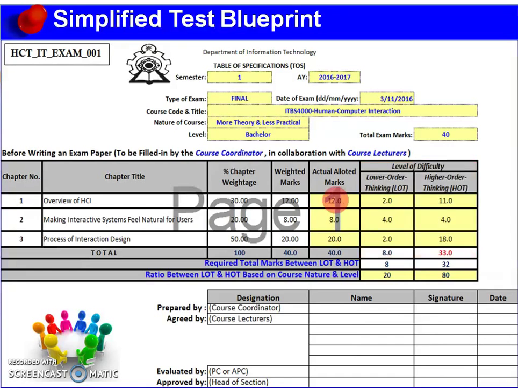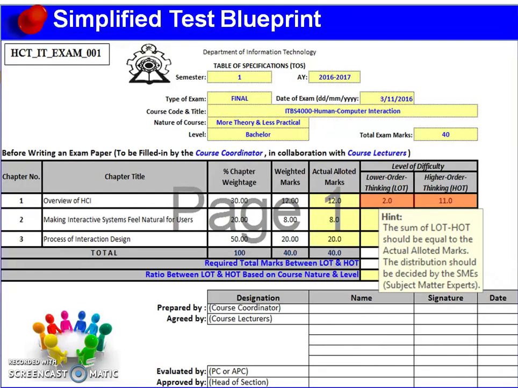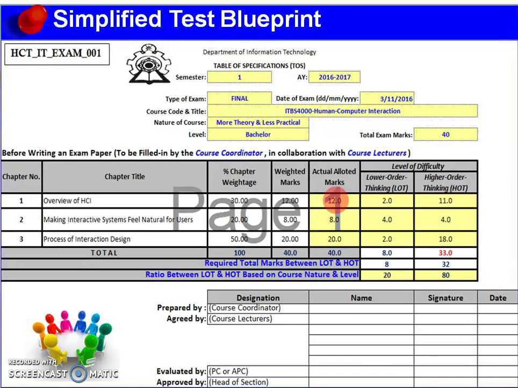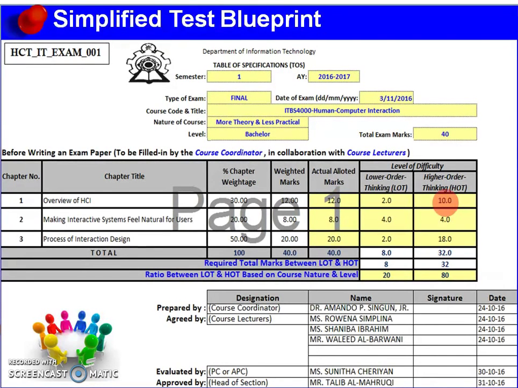The actual allotted marks of each chapter should be distributed between the LOTS and the HOTS columns. The sum of the values of the LOTS and HOTS columns should be equal to the actual allotted marks. Otherwise, a red mark appears at the bottom of the table, which calls the attention of the users, indicating that the total of the LOTS and HOTS values is not equal to the actual allotted marks. So, changing 11 to 10 removes the red mark as shown on the screen.